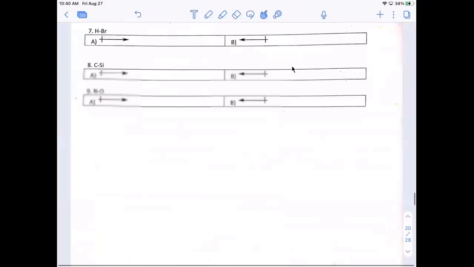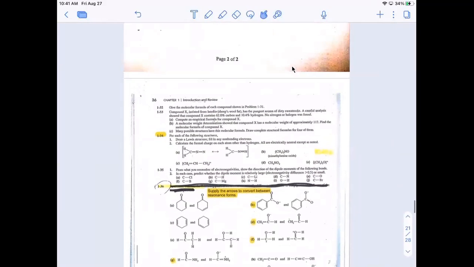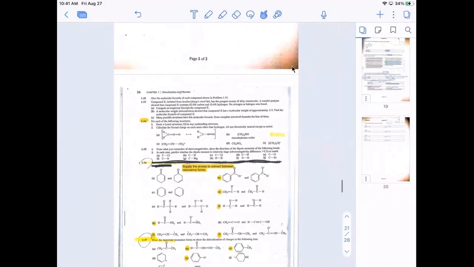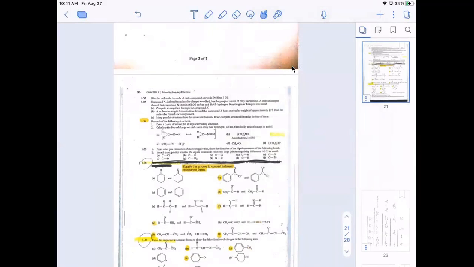I want you to finish this back page on your own. All these are very simple examples where you just pick the right dipole arrow. All right, now we got to jump into resonance. So I'm gonna add another page, and this will be the last thing that we talk about today.